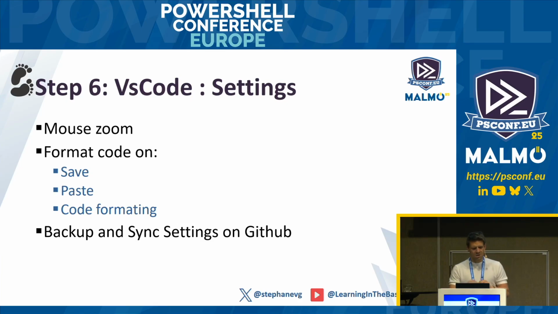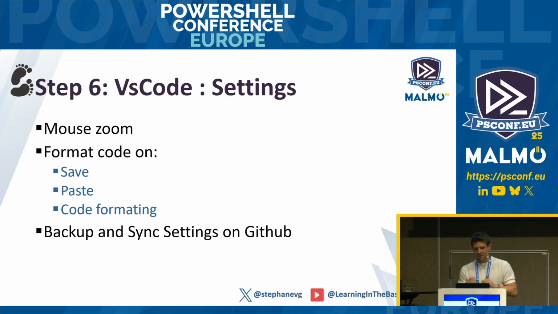So, some VS Code settings. I'm just going to mention them, not show them. The first thing I enable is mouse zoom: you hold Control and use the mouse, so you can zoom on the code. When you get a little bit older, you actually need to do that, which is my case. And then Format Code On, which is an option. I'm going to show them all in the next slide.